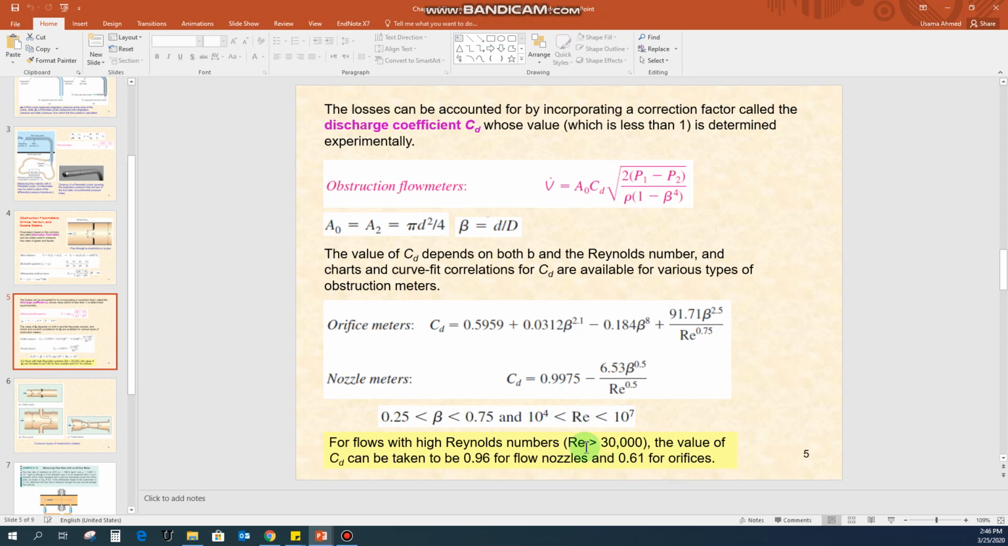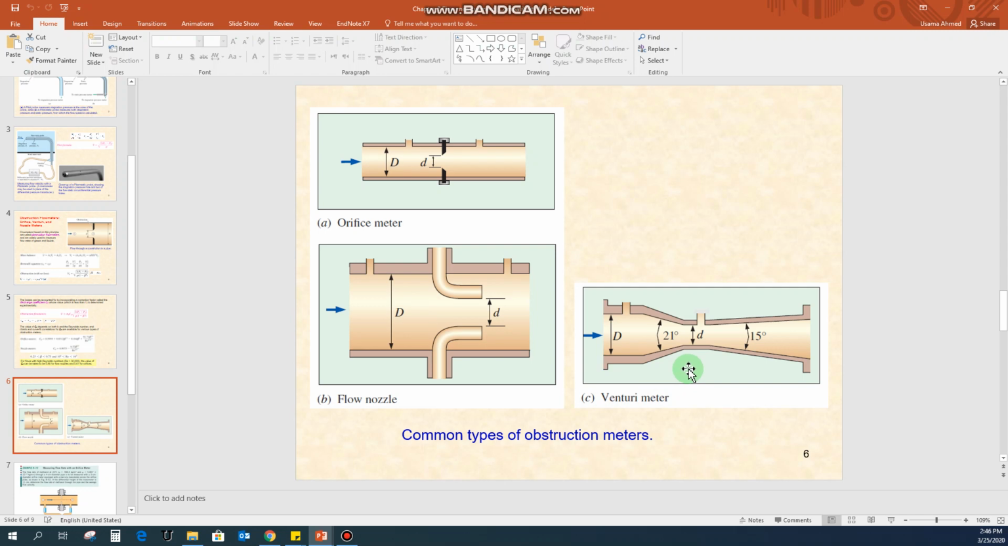Okay, so if you are getting the value for the Reynolds number in this range and the beta value in this range, then the value for the orifice meter should be 0.61, and in the case of nozzle meters, the value can be 0.96. Now one piece of information is missing here about the venturi meter. The CD value for the venturi meter is around 0.98. Okay, the value for the discharge coefficient for this one is very high, which gives us the information that the pressure drop caused by the venturi meter would be very small compared to these two meters.